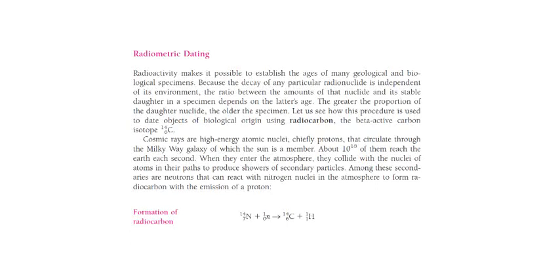Generally, for objects which are of biological origin, we use radiocarbon dating, and we will see how radiocarbon dating is done. In radiocarbon dating, we look at the decay of the carbon isotope 14C. Now, how this carbon isotope is formed, we will see now. We know that cosmic rays are there in the Milky Way, and cosmic rays are mainly comprised of high energy atomic nuclei and chiefly protons.